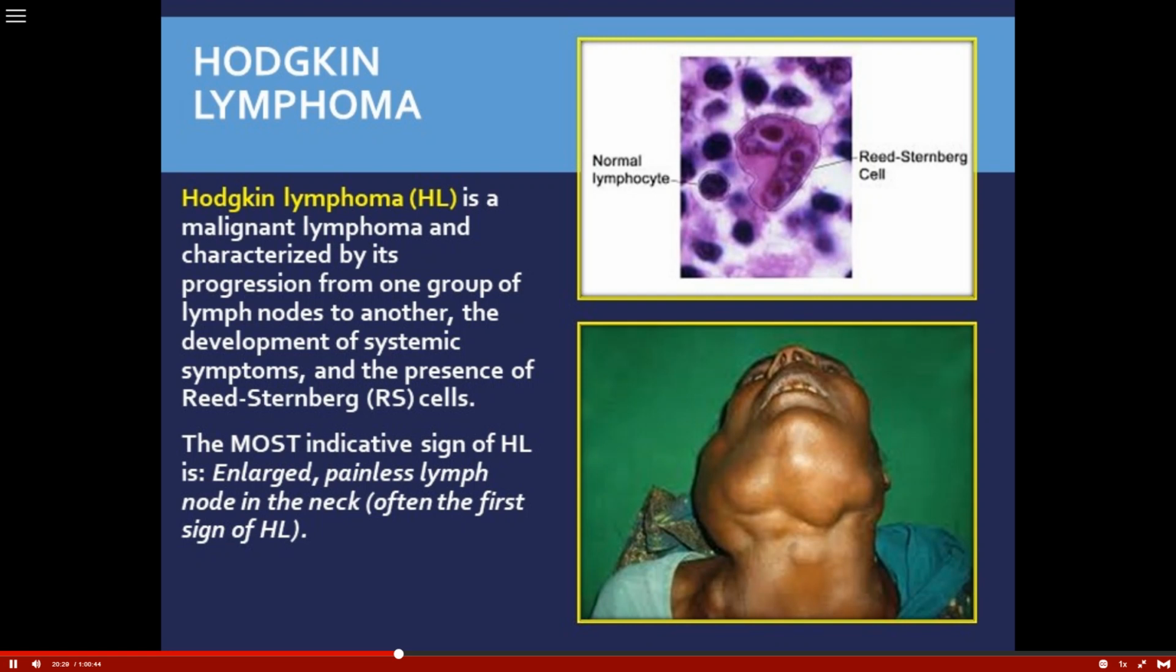But anyway, what a lot of times they'll come in with is not only the idea that they're fatigued, but like I said, fatigue is so, what's the word, subjective, right? But what they will come in with is they're going to start feeling those enlarged, painless lymph nodes in the neck. That is often the very first sign of Hodgkin's lymphoma.